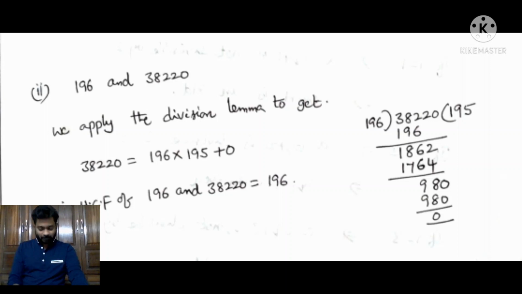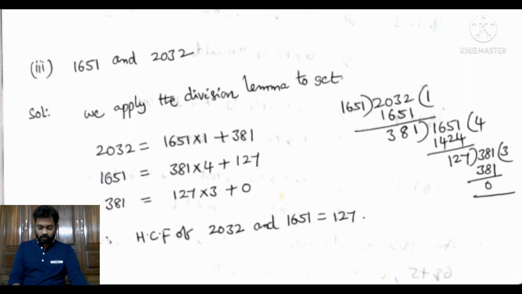Second one. 196 and 38,220. Again, we apply the division lemma to get 38,220 is written as 196 into 195 plus 0. Only one step. Therefore, HCF of 196 and 38,220 is equal to 196. Let us observe division also.